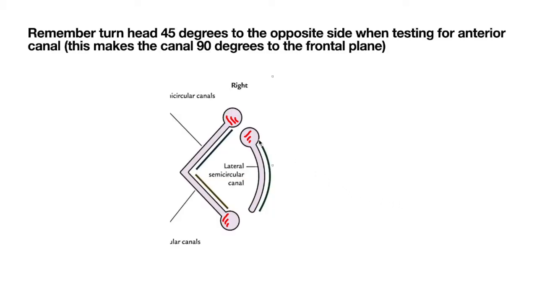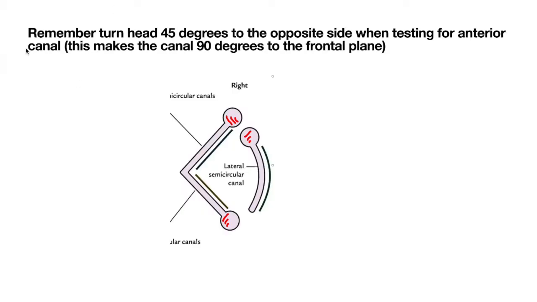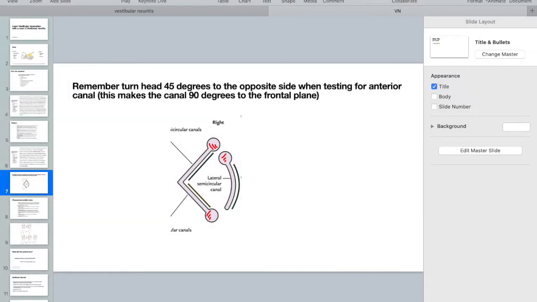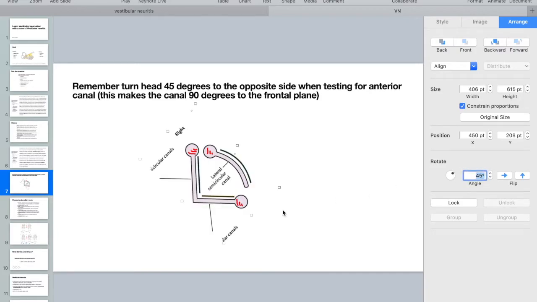But one thing I do want to point out over here: when I say vertical saccades with downward head impulses, the downward head impulses activate the anterior canal. And when testing for this, remember that you have to turn your head 45 degrees to the opposite side when you're testing for the anterior canal, so that the canal is 90 degrees to the frontal plane. In other words, imagine this is your right side and you want to test for the anterior canal. What you really want to do is turn your head to the left 45 degrees so that the anterior canal is now 90 degrees to the frontal plane. And then you bend downwards and that activates the anterior canal. We'll go over this in another video.